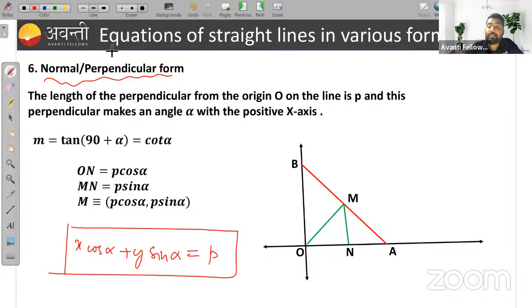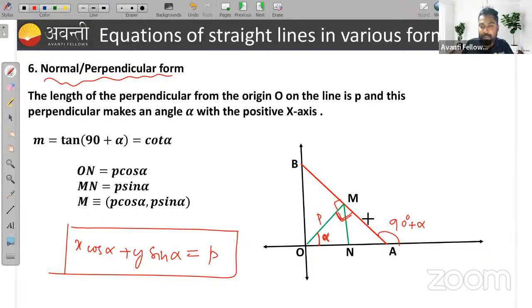Okay, so what is the given information here? The length of the perpendicular from the origin on the line is p. That means this length OM is p, and this perpendicular makes an angle with the positive x-axis, that is alpha. Is that clear or not? So how can we derive this equation? If this angle is alpha and this angle is 90, then this angle will be 90 plus alpha.